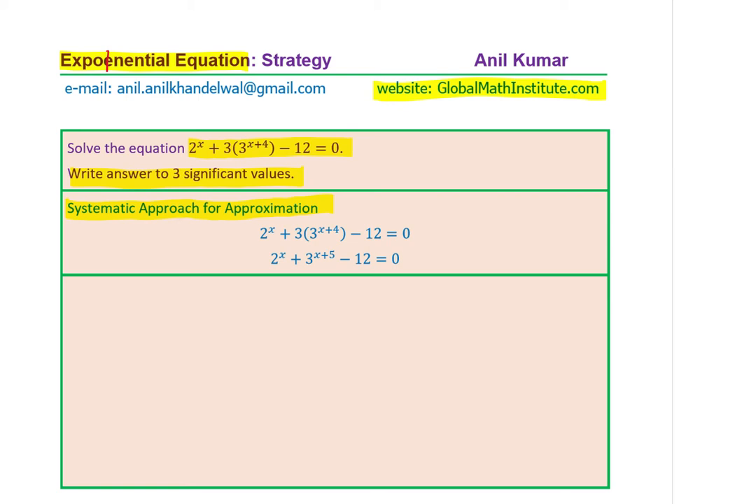So first things first, let me rewrite this equation, which is 2 to the power of x plus 3 times 3 to the power of x plus 4. It really means that with this 3, when you multiply, the power gets added by 1. So I could write this as 3 to the power of x plus 5. So my equation is 2 to the power of x plus 3 to the power of x plus 5 minus 12 equals 0. So we are basically looking for zeros, right?